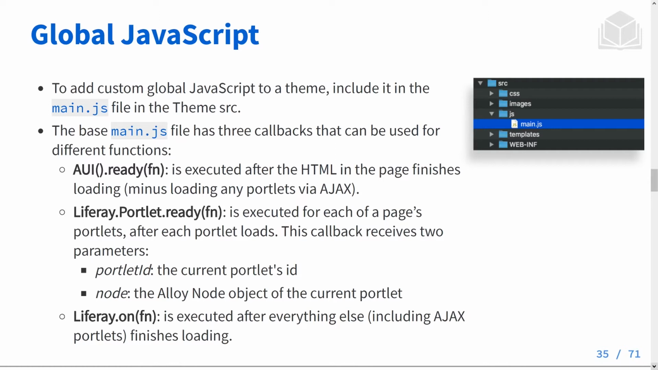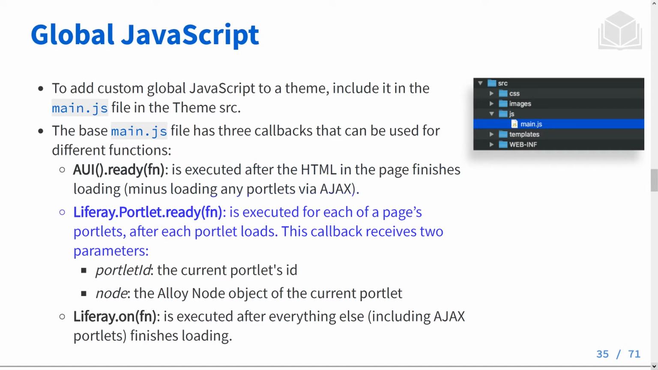To add custom global JavaScript to a theme, we simply need to include it in our main.js file within our theme source folder. The base main.js file has 3 callbacks that can be used for different functions. AUI.ready, which is executed after the HTML on the page finishes loading, minus loading any portlets via AJAX.